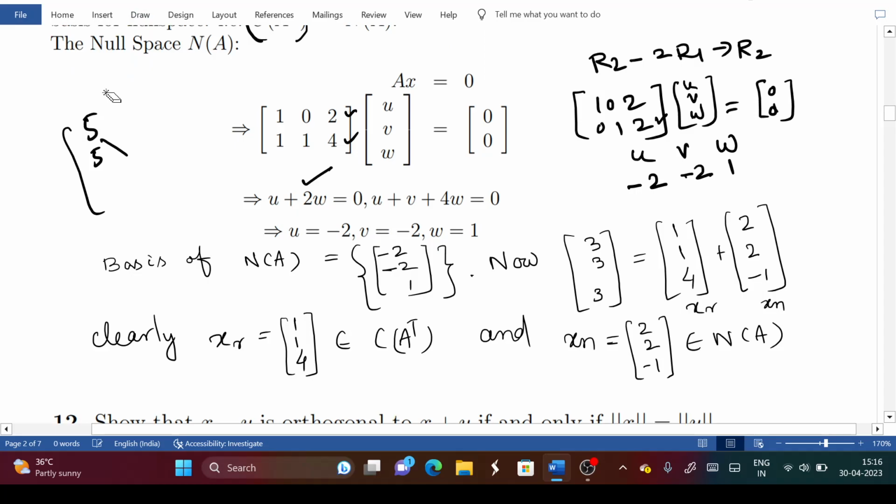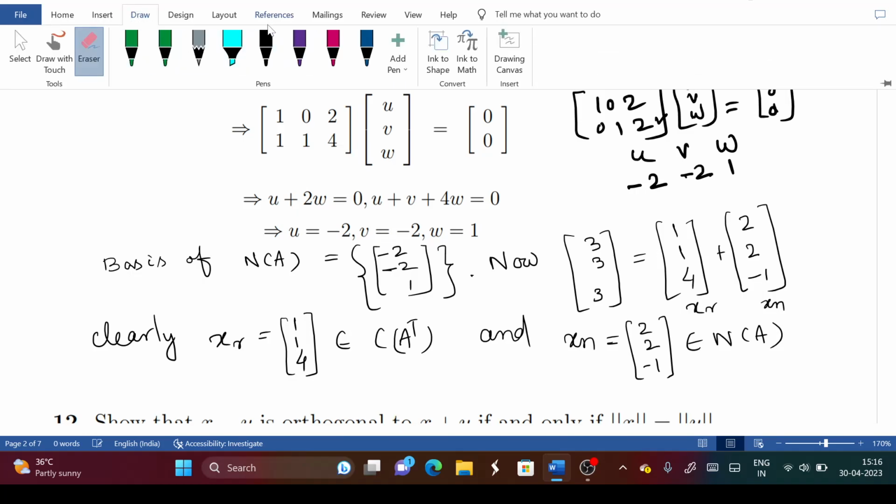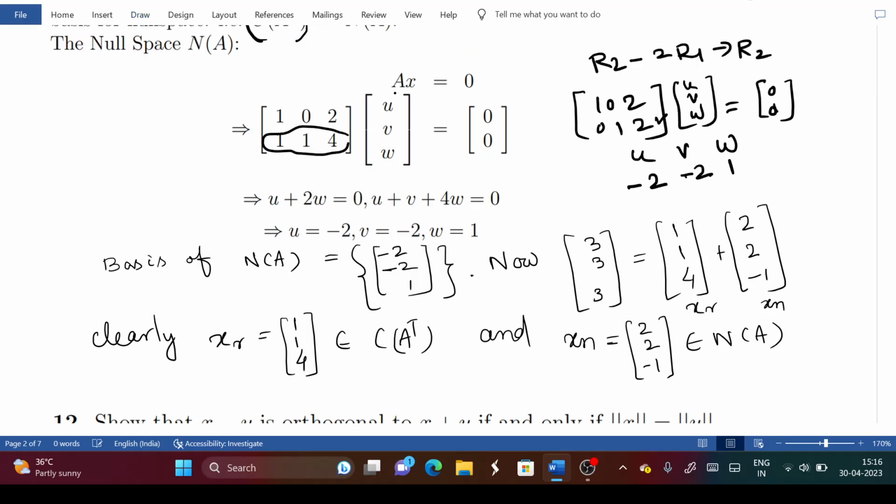So what I have to show for a row vector is that either it is a linear combination of rows of A, or I have to take any row of A. So here I have directly taken a row of A. What is it? It is 3, 3, 3. This second row we have considered, and naturally it always belongs to the row space. So it is 1, 1, 4 plus minus times this vector, that is 2, 2, minus 1.